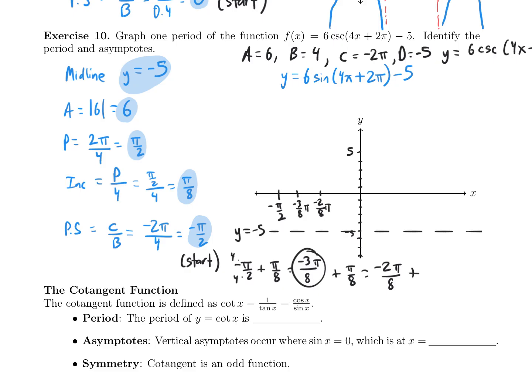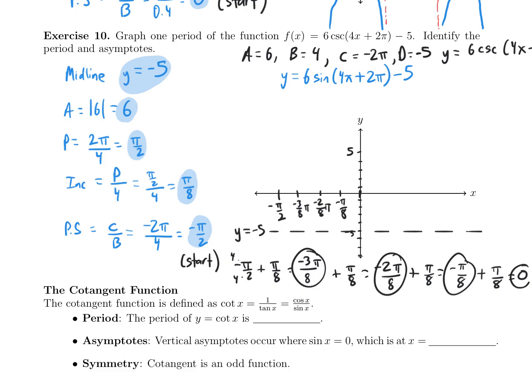And then if you add pi/8 again, you're going to get -pi/8. And then one more time, if you add pi/8 to that, you do get 0. That's the final point, so that's where your graph ends. So now we have the starting point and the end point. Because we're drawing sine, that means we're going to start at 0 at the midline. So we start at 0 at the midline, which is here for sine.